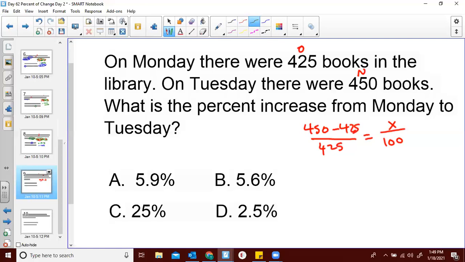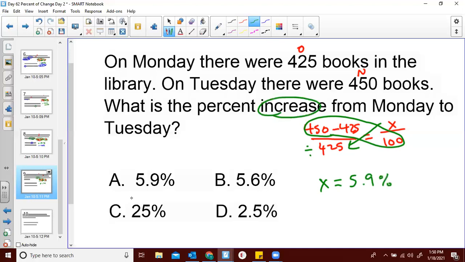And as you guys have probably gotten tired of hearing me say this, you cross multiply, divide by x's partner, and x is simply going to be 5.9%. That is a 5.9% increase from Monday to Tuesday of books. So the answer is A.